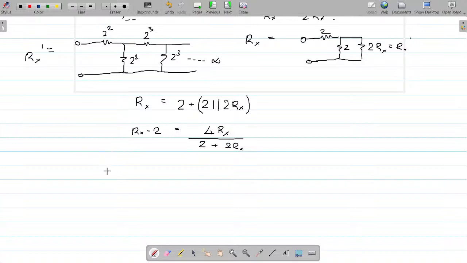Solving this, can I write it as 2 Rx plus 2 into Rx minus 2 is equal to 4 Rx, right? Can I say 2 Rx square minus 2 Rx minus 4? Correct me at any point if you find that I might have made any mistake. Please feel free to interact.